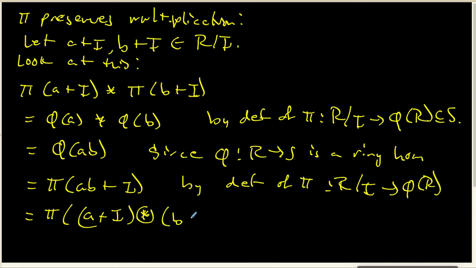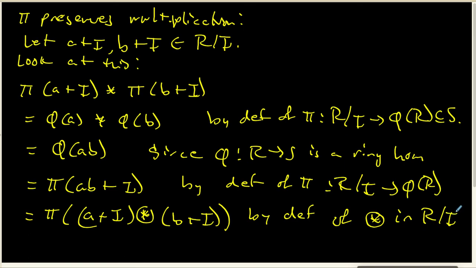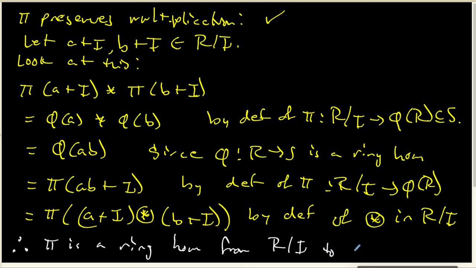And I know this by the definition of multiplication inside the ring R mod I. And so we have that pi preserves multiplication, and that lets me say that I know that pi is a ring homomorphism from R mod I to phi of R.